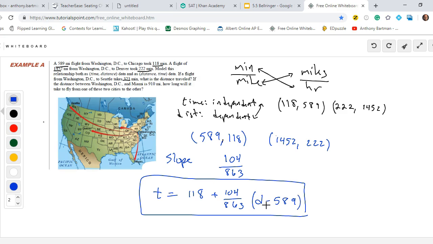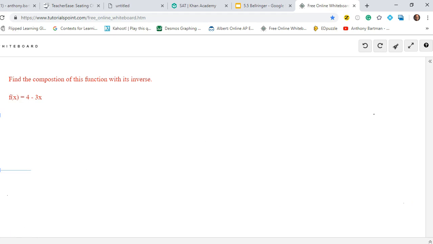So I'm going to leave that to you to check to see if you can get the correct answer for that to be about 157 minutes. It should be about 157 minutes after you plug in the right distance for DC to Miami. So if you plug in 910 in here, you should get 157 minutes. Okay, there you go.